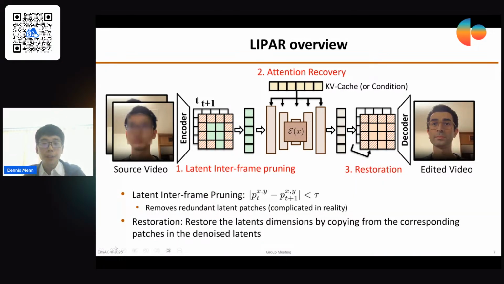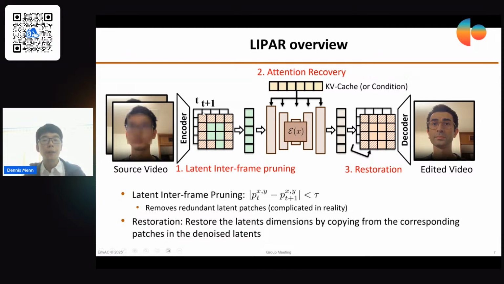And let me first briefly introduce the LIPAR framework. LIPAR actually contains 3 steps, but before I dive into those 3 steps, let me first briefly explain how a latent diffusion model works in video editing. Given a source video, you pass it through an encoder to encode it into latent space. The goal is to shrink the dimension of the input videos to save compute.